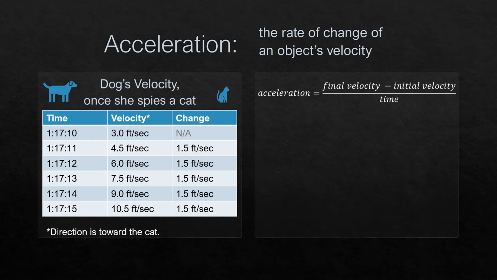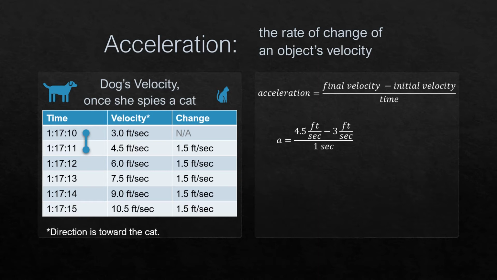Now that you have the concept, let's use the equation. First, let's calculate acceleration during the first second. Just step through the equation and substitute the values one at a time. What's final velocity? That's the velocity at the end of the interval, which is 4.5 feet per second. What's initial velocity? Look at the beginning of your interval, 3 feet per second.